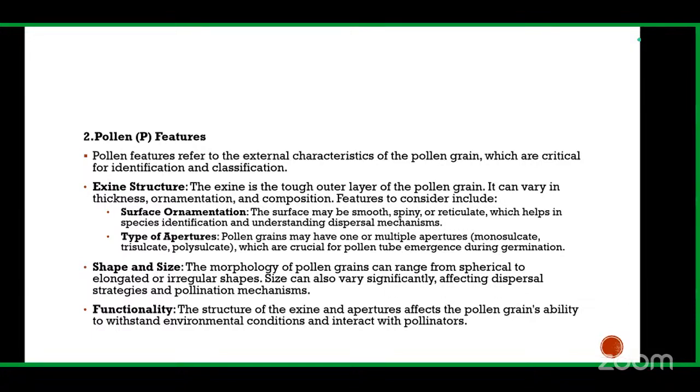Next is the type of aperture. We have discussed monosulcate, trisulcate, and polysulcate, meaning how many apertures are present within the pollen grain. Aperture plays a vital role in classification. Next is shape and size: the morphology of the pollen grains can range from spherical to elongated to irregular, and size also varies. Next is functionality: the structure of the exine and aperture affects the pollen grain's ability to withstand environmental conditions and interact with pollinators. So these are all the features of the pollen, the outer external characteristics.